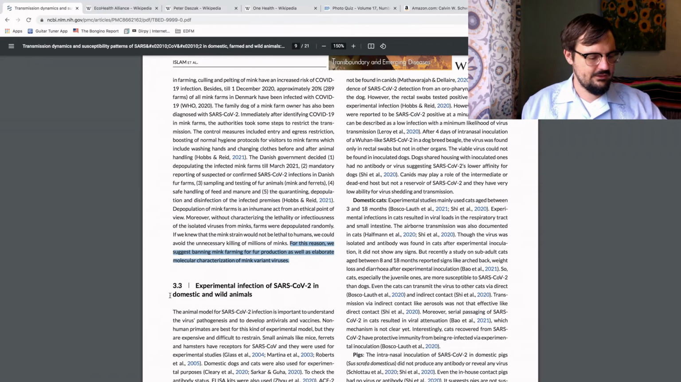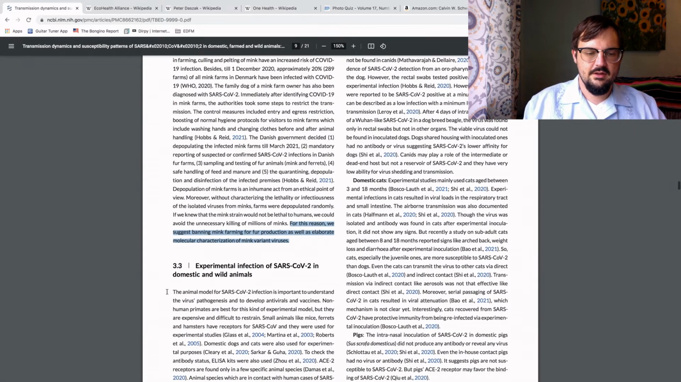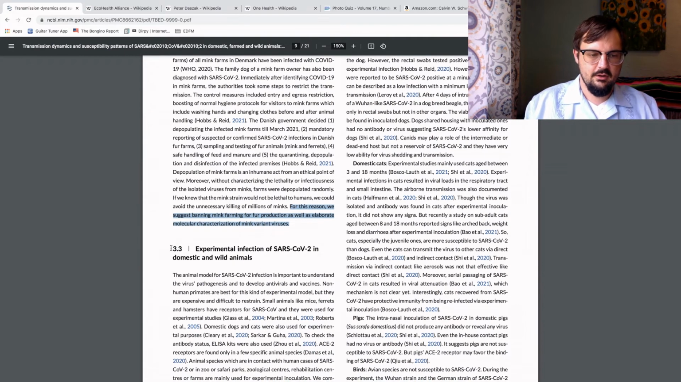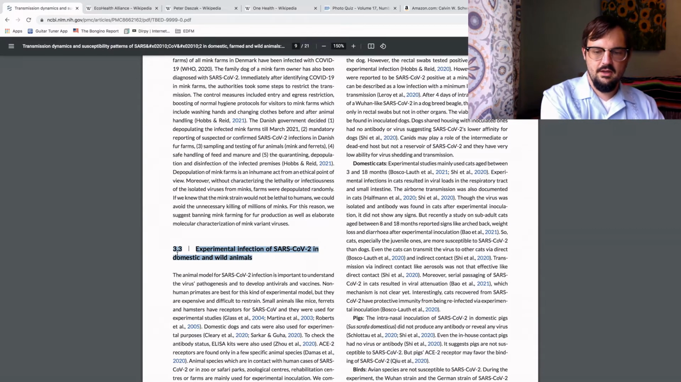And my feeling is that they are just opposed to mink farming because people are growing mink just for their skins, and that is distasteful to this group of people. So, all right. Anyway, I guess you'd say this is the real heart of the study: experimental infection of SARS-CoV in domestic and wild animals.